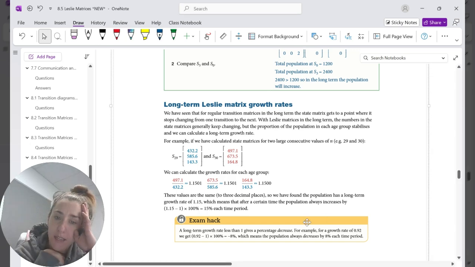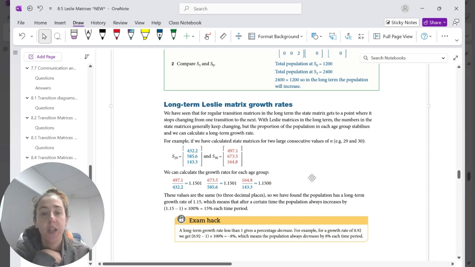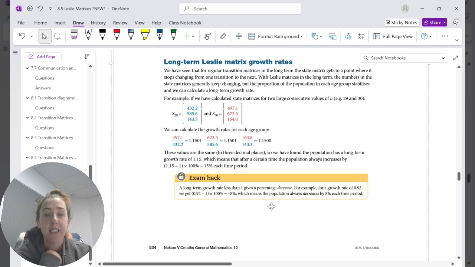Okay, so when we talk about these, we're talking about the growth rates for each age group. These values are the same to 3 decimal places. So we've found the population has a long-term growth rate of 1.15, which means that after a certain time, the population is always going to increase by 15% each time period. Long-term growth rates less than 1 are a percentage decrease. See how it's 1.15, which means that there's actually a 15% increase.